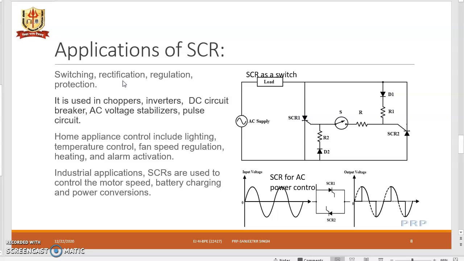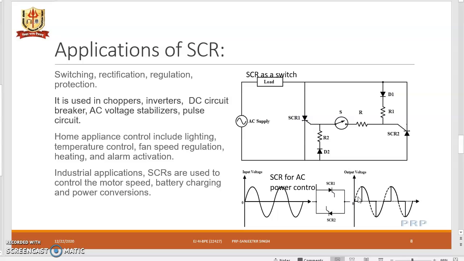Now let's see the applications of the SCRs. There are many applications of the SCR: switching, rectification, regulation, protection. Here we can see the different circuits. The first circuit shows the SCR as a switch. Two SCRs are used that will turn on for the positive and the negative half cycle, thus allowing current to flow through the load. So it can be used in choppers, inverters, DC circuit breakers, AC voltage stabilizers, pulse circuits, and home appliances for controlling fan speed regulation, heating, temperature control. Industrial applications include the control of motor speed, battery charging, and power conversion.